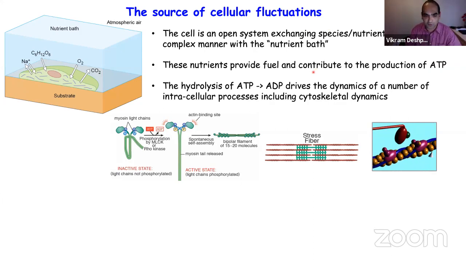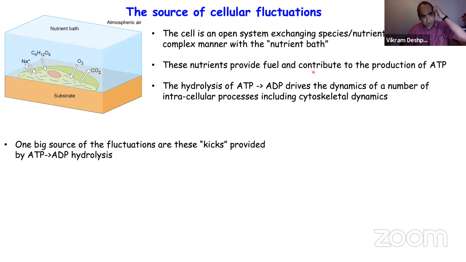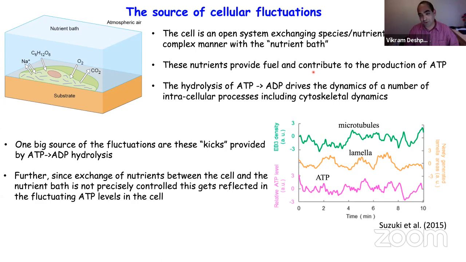It's one of the sources of the fluctuation. So these kicks are one big source of the fluctuations. There are lots of other sources of fluctuations because the exchange of nutrients between the cell and the environment is not precisely controlled and things like that, right?